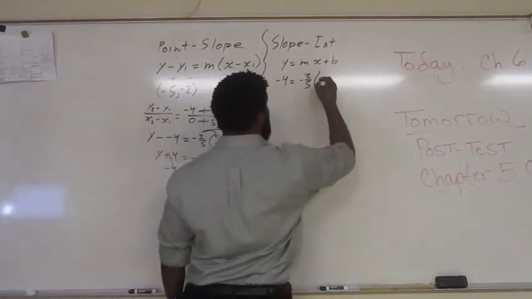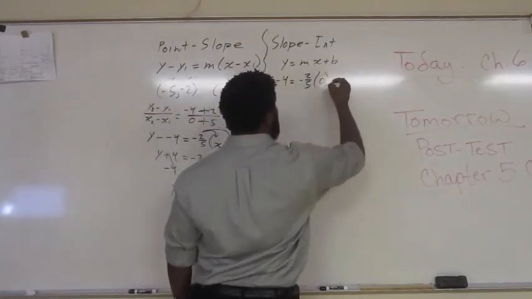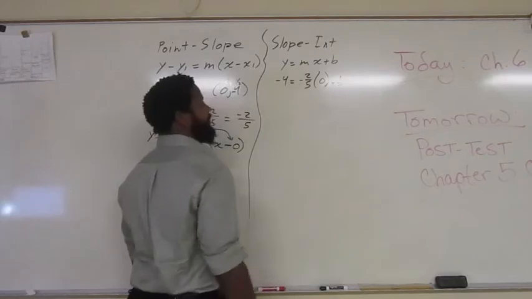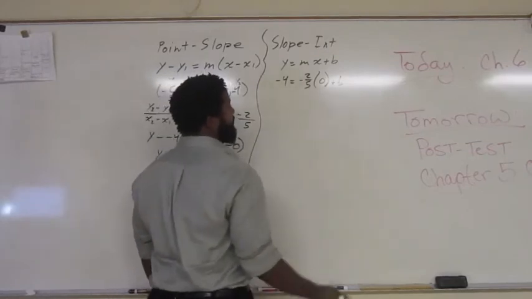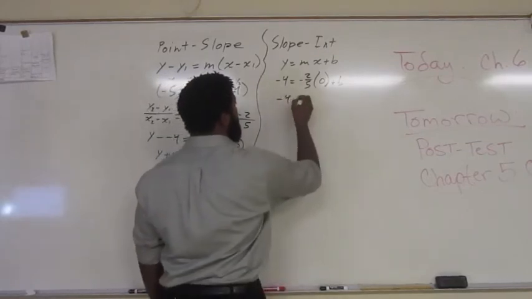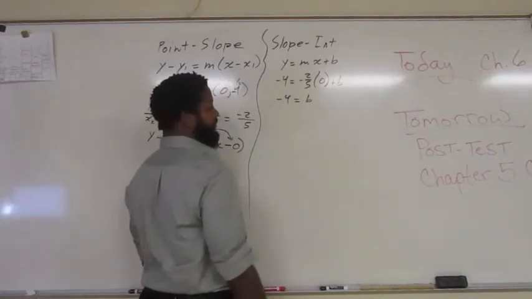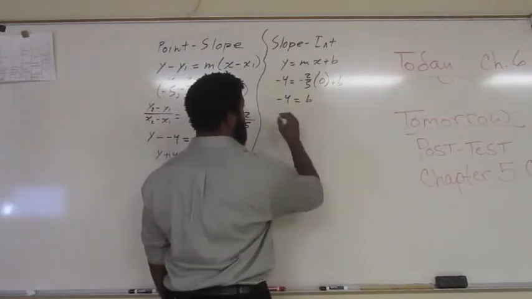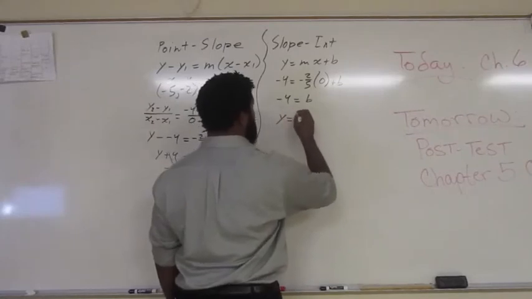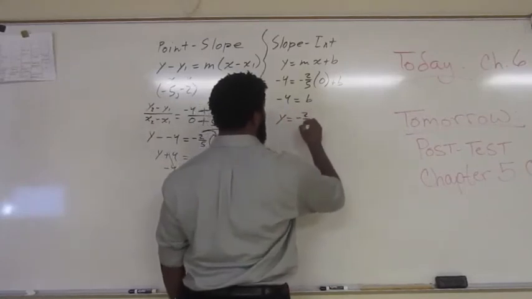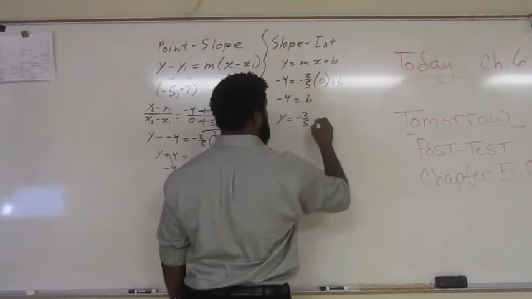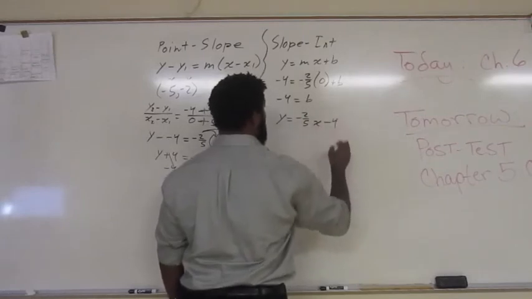0. Plus b, right? 0 times anything is what? 0. So -4 is equal to b, right? Yeah. So therefore, y is equal to -2/5 x minus 4.